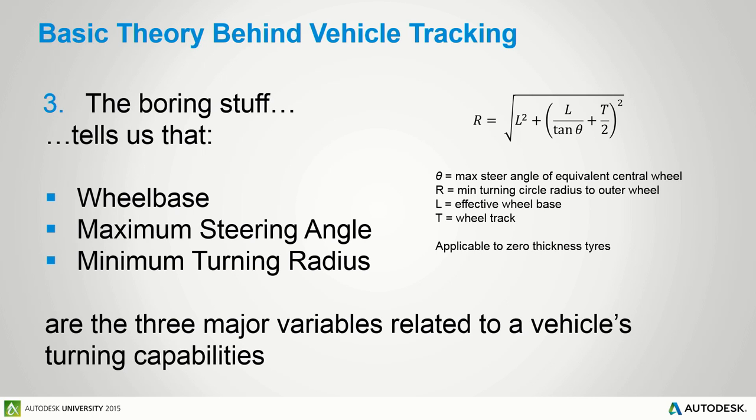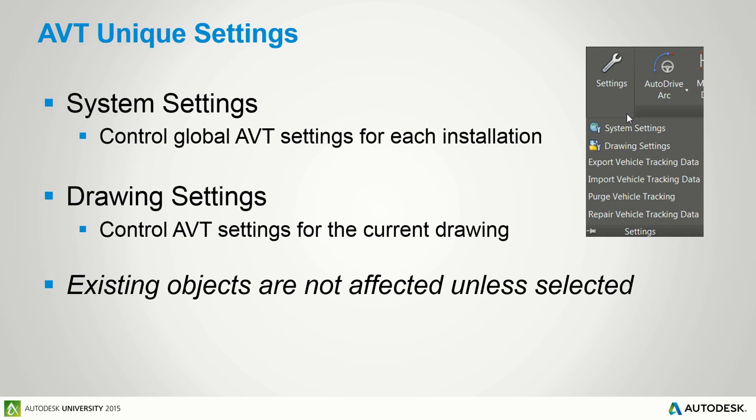But as I said, to create a vehicle which will be used later on for swept path analysis, it's much more complex, and you need more information to do that. So as I said, vehicle tracking can in fact run on different platforms.